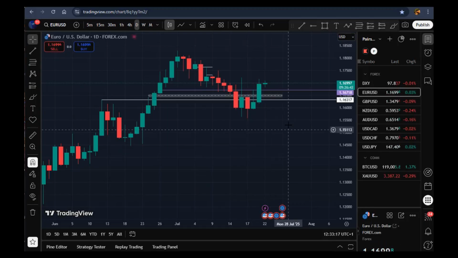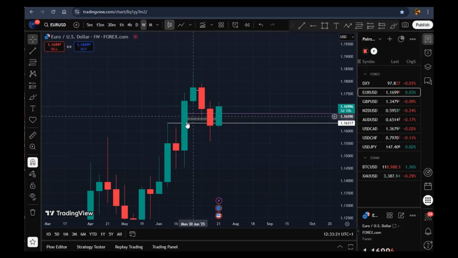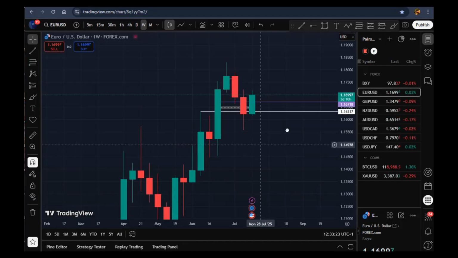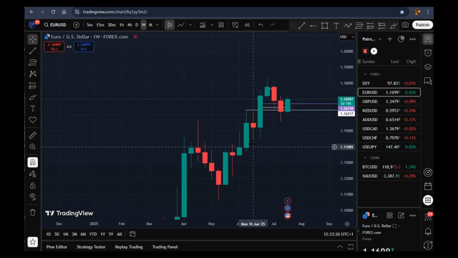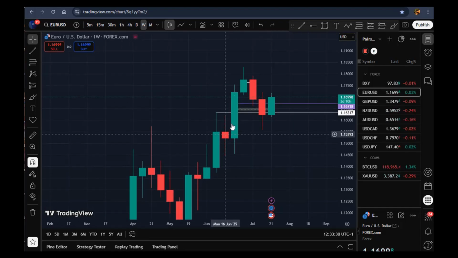We will dive straight into Euro USD and start from the weekly time frame. On the weekly time frame we can see that we have actually been bullish, making new highs and creating higher highs. So we intend to always trade in the direction of the higher time frame.